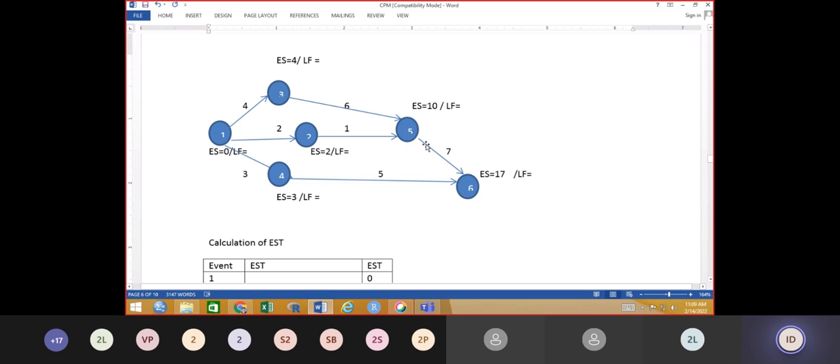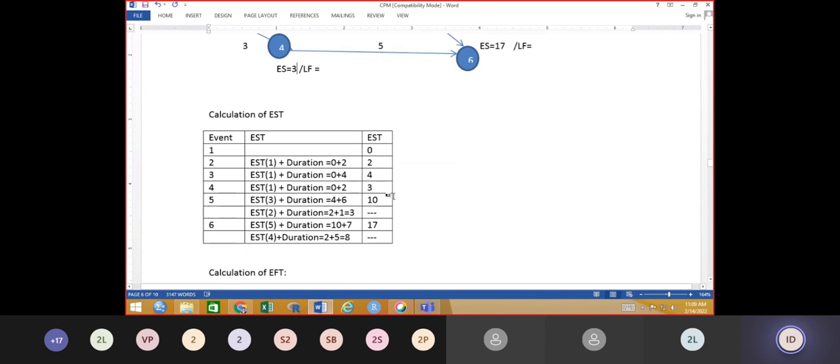Similarly, to complete the 5 to 6 and 4 to 6 activities, 7 and 5 durations are required. Which is again the maximum: 10 plus 7 is 17, and here 3 plus 5 is 8. So again here, for 9 days the 4 to 6 activity has to wait, because the maximum duration is going to be considered.